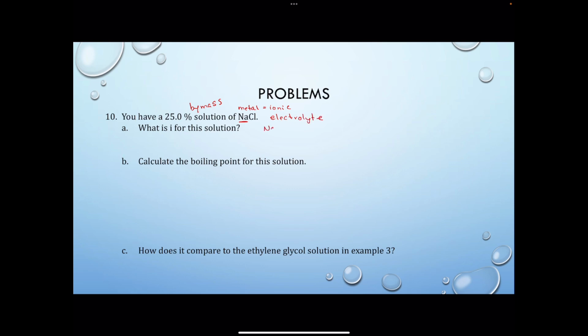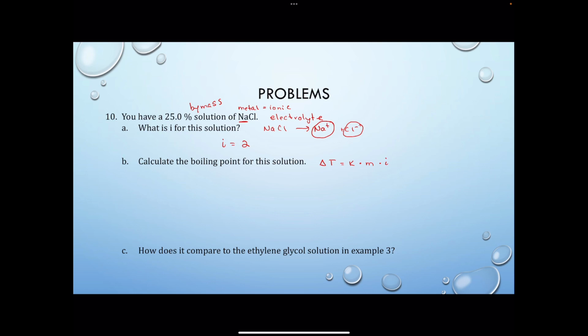So my sodium chloride is composed of sodium cations and chloride anions. So when it breaks up, it produces 1, 2 ions. So that means my i value will be 2. Then we're asked to calculate the boiling point for this solution. So if we want the boiling point, we need our temperature change being equal to K times m times i.